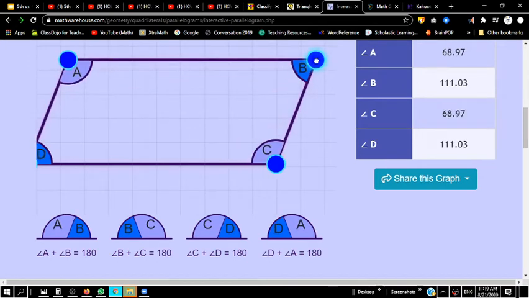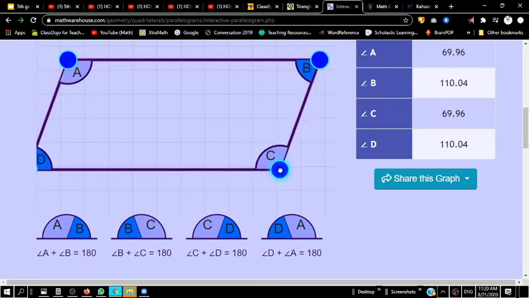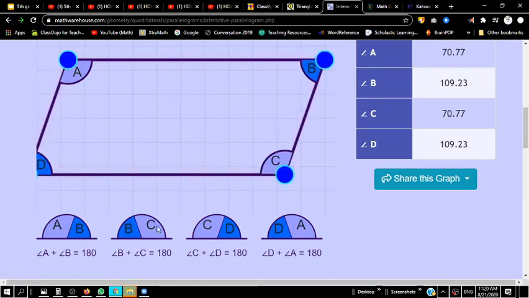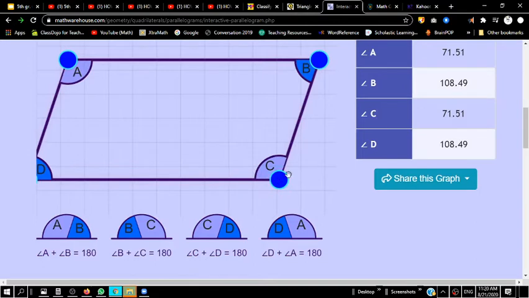If I add the angle measurement of A and B, it's going to equal 180 degrees, okay? If I add the angle measurements of B and C, it's also going to equal 180 degrees. You see these mini protractors on the bottom right there. Same goes with C and D or D and A, okay? Those are supplementary angles. So in other words, if I add up 70.51 plus 108.49, it's going to give me the angle measurement 180 right down here on the bottom.